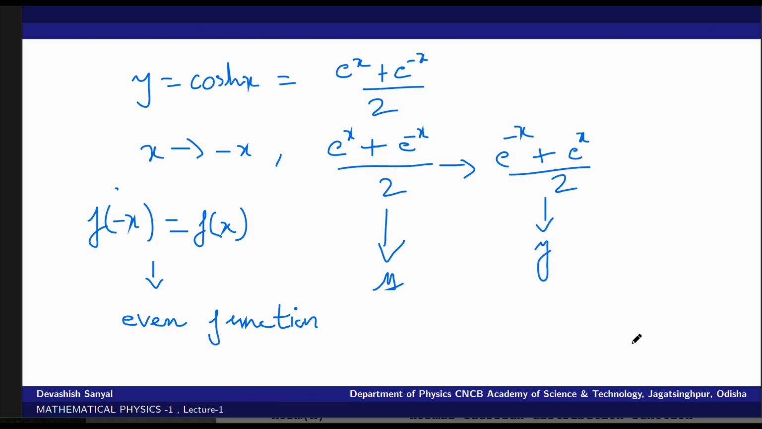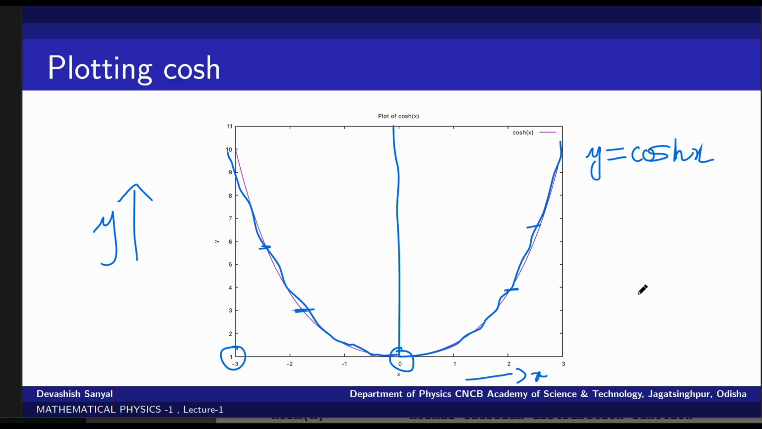And you can see at x is equal to 0, what is the value of the function? At x is equal to 0, 1 plus 1, 2 by 2, that is y is equal to 1. You can check that. So here we have at x is equal to 0, y is equal to 1.